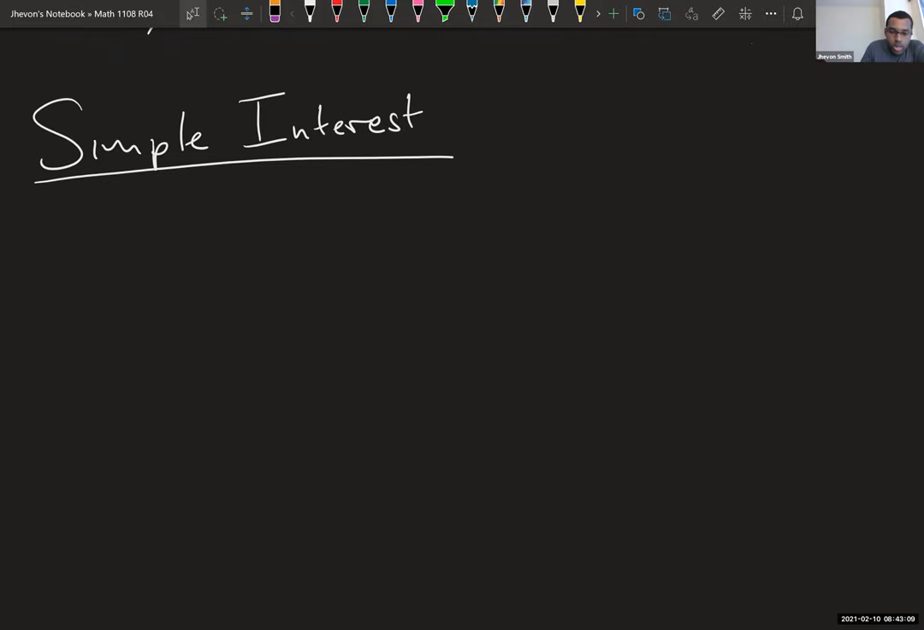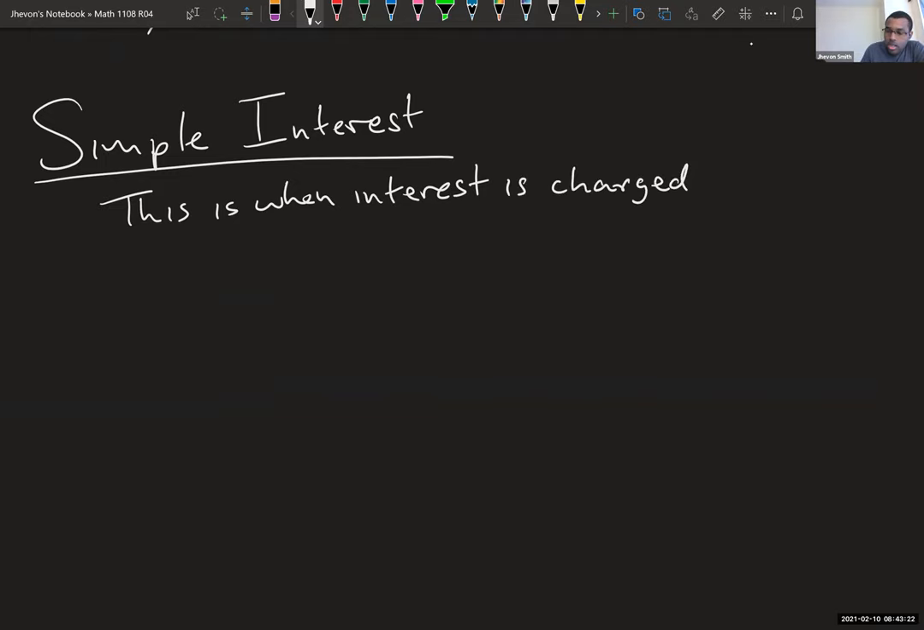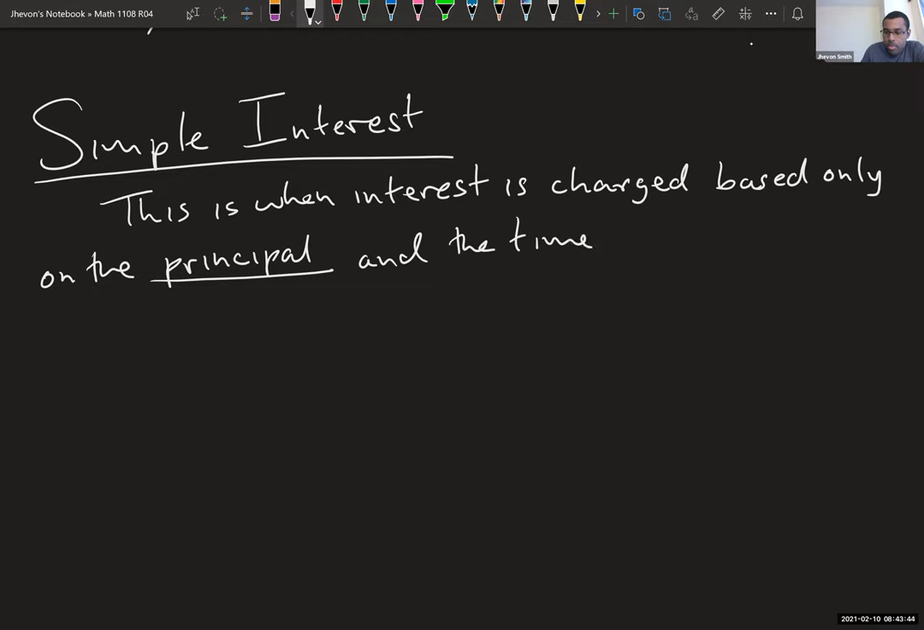Okay, so this is when interest is charged only on the principal. I should charge based only on the principal and the time duration of the loan. This is called the loan term.